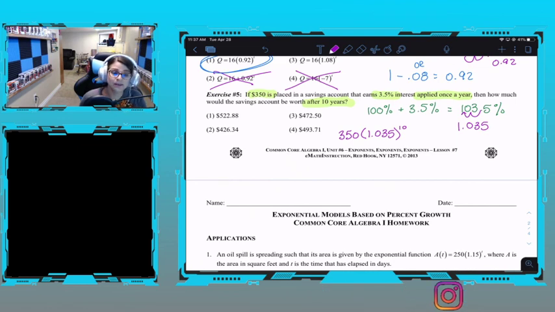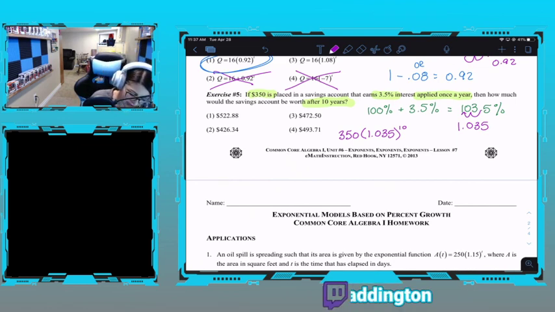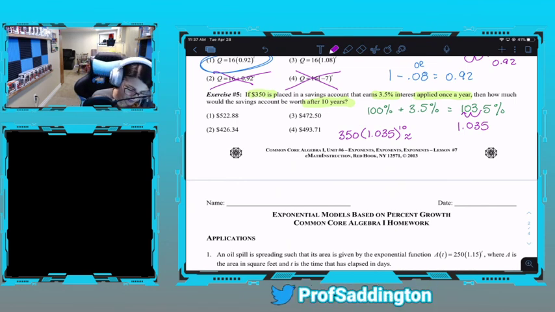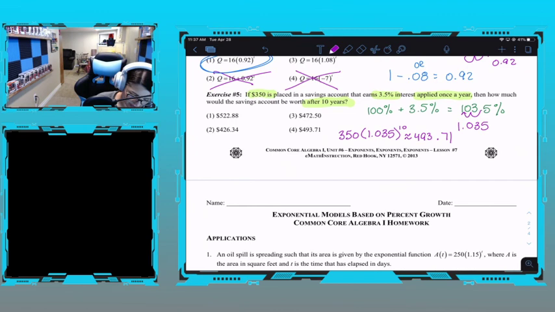Now, because it's money, we're allowed to round to the nearest hundredth. So let's see what we get. 350 times 1.035 raised to the 10th. We get $493.709, so about $493.71 would be the winner. So that is choice number 4.